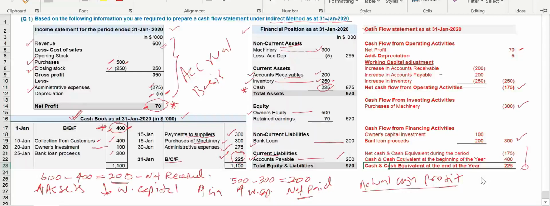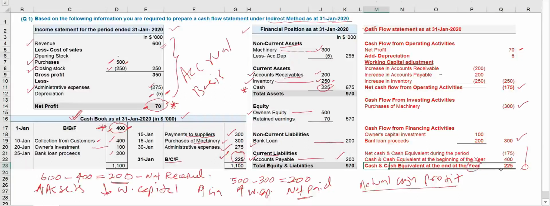In fact, this should be the cash and cash equivalent at the end of the period. And the opening balance, cash and cash equivalent at the beginning of the year, is 400,000. So when you make the adjustment, the balance will be 225,000, which is cash and cash equivalent at the end of the period. As you can see, this 225,000 exactly matches your cash book balance of 225,000, which is in the financial position. So this method is known as the indirect method of cash flow statement.